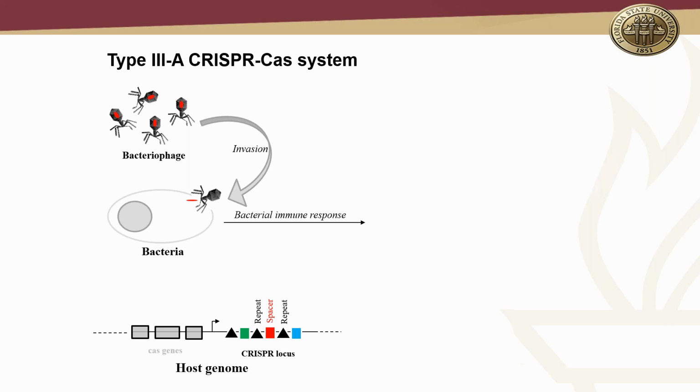To achieve this, the host genome encodes a set of Cas genes and a CRISPR array. This CRISPR array basically contains several short spacer sequences that are arranged in between repeat sequences. It is these unique spacer sequences that are key to identifying the invading RNA transcript.